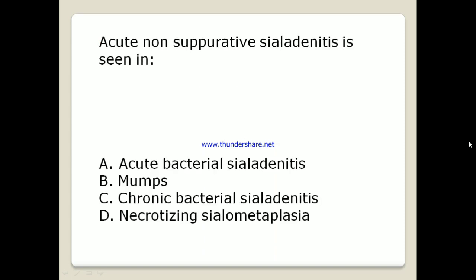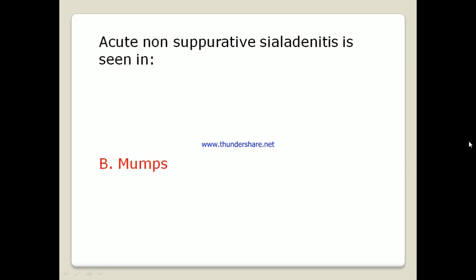Acute non-suppurative sialadenitis is seen in: A. Acute bacterial sialadenitis. B. Mumps. C. Chronic bacterial sialadenitis. D. Necrotizing sialometaplasia.